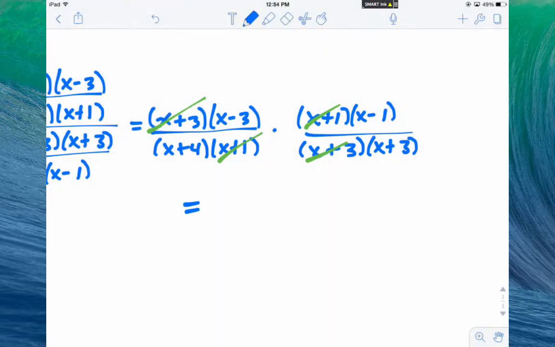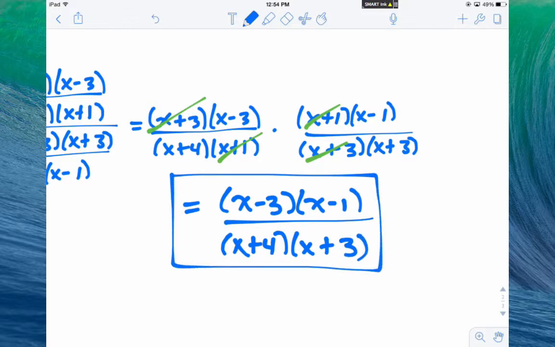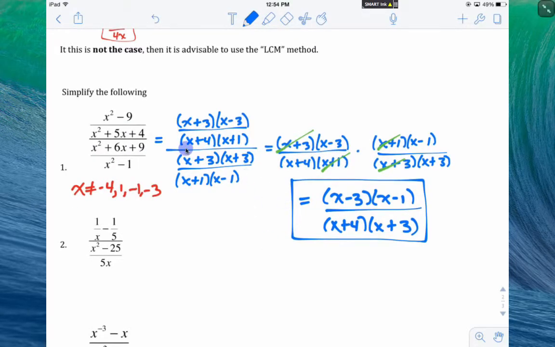So I think our simplified version will be x minus 3 times the quantity x minus 1 over x plus 4 times the quantity x plus 3. Sometimes we can simplify a whole lot, sometimes we're left with quite a bit. That's totally fine. But this was one in which the multiply by the reciprocal method worked really well.